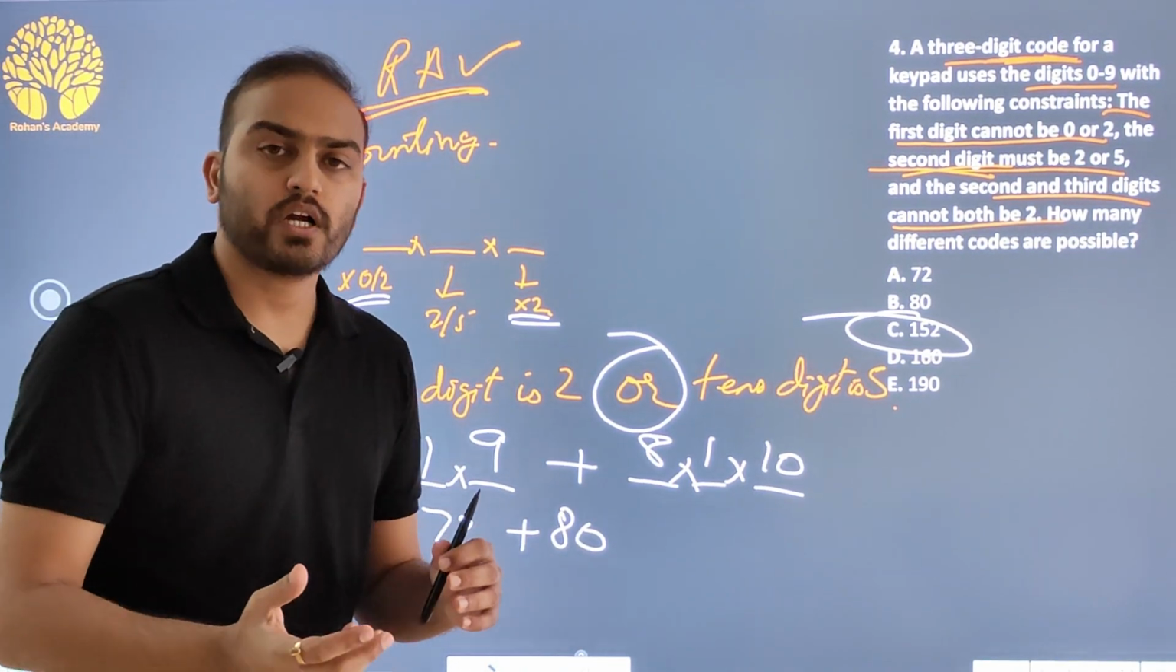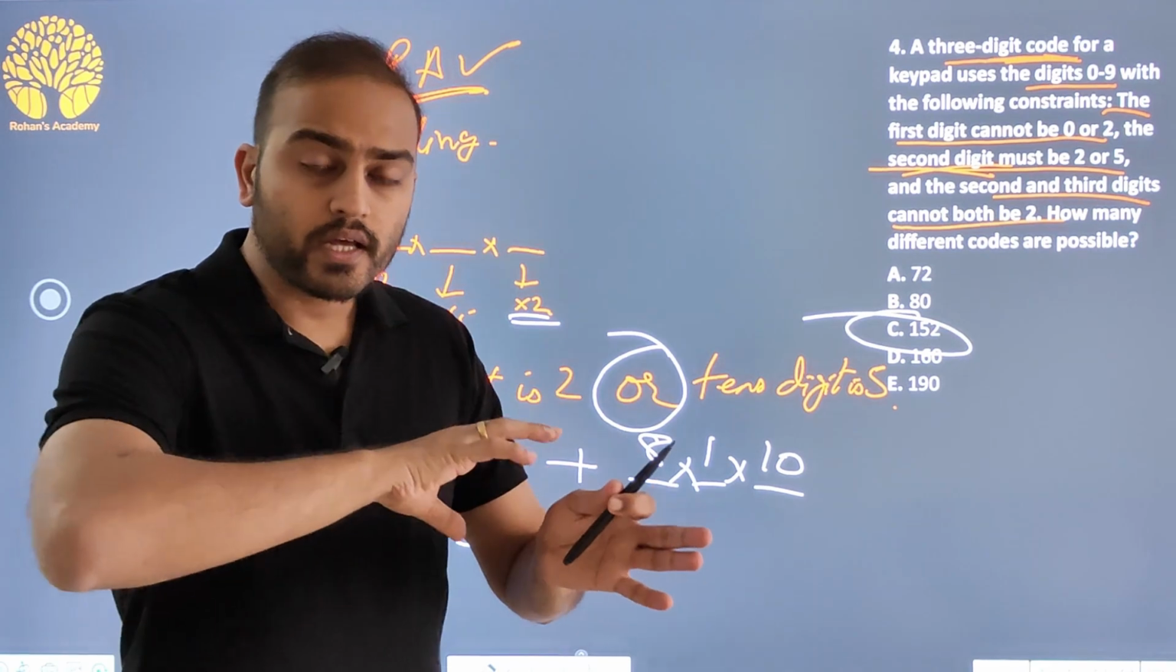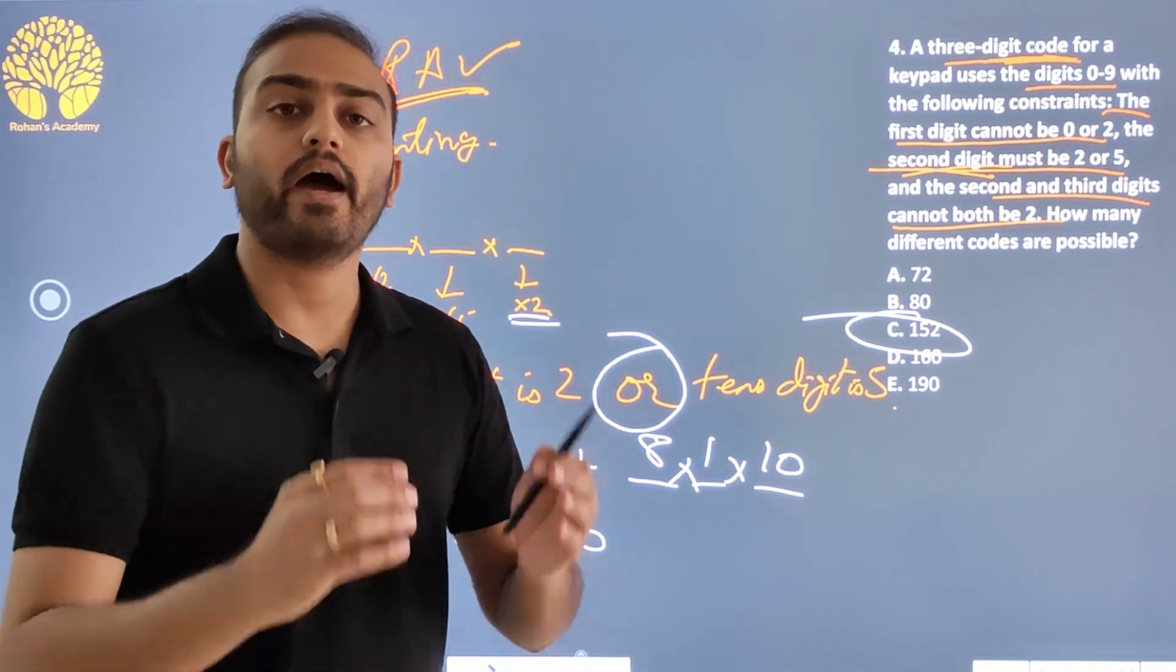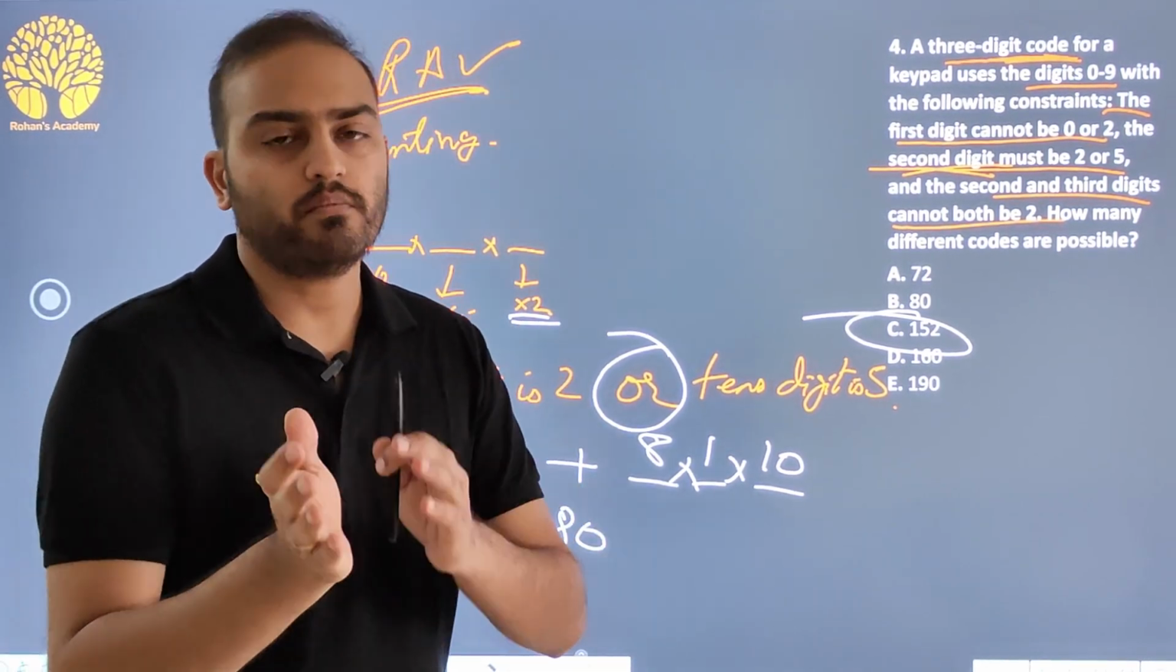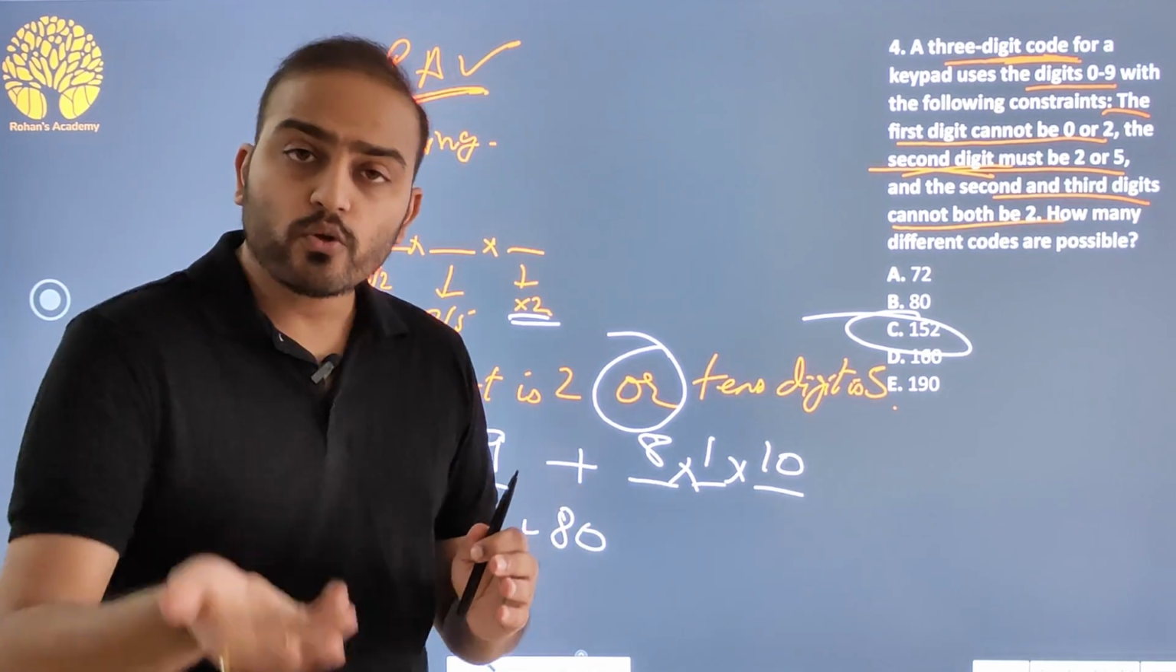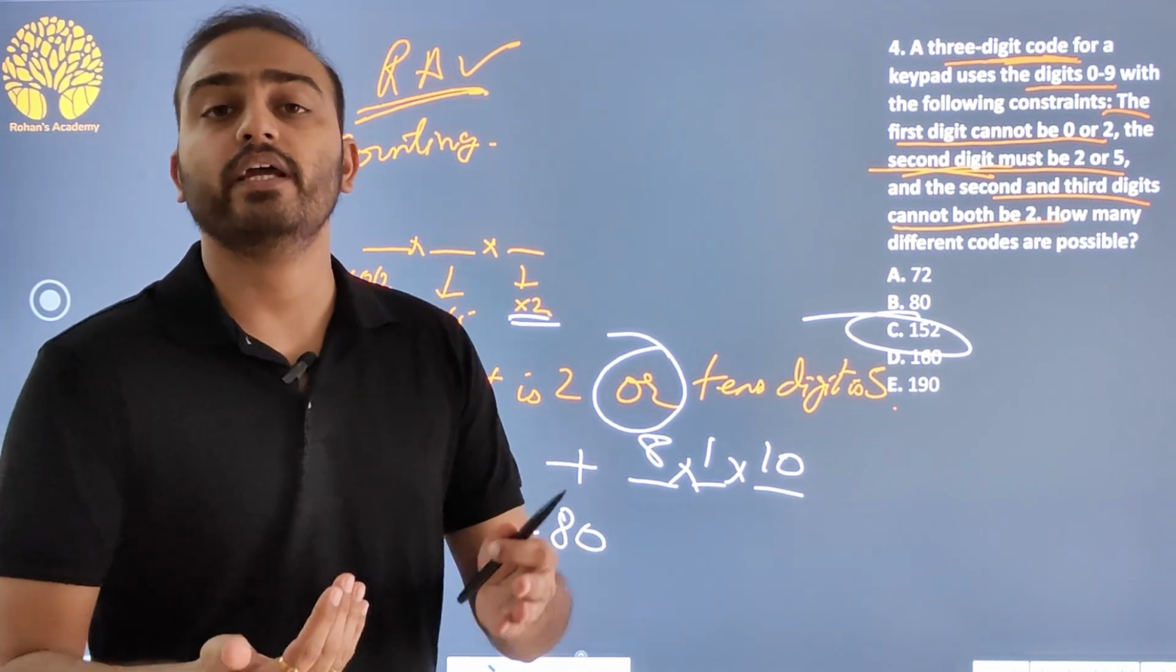So whenever you are doing counting, think logically, write down the sentence that you want. If you are using and, multiplication. If you are using or, then you know there has to be an addition.